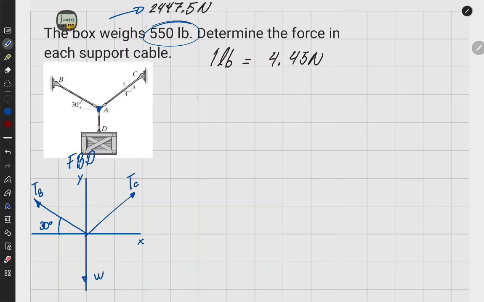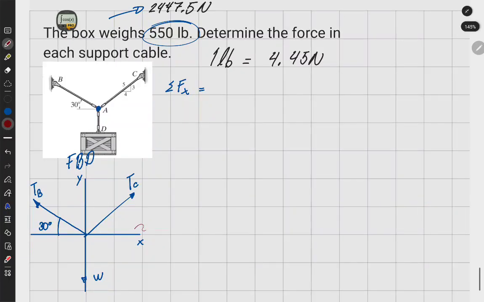The second step is to write the two equations. So the sum of the forces on the x-axis is going to be this component here, and then another component here. The angle is only with respect to the right triangle 3, 4, and this is the number 5.